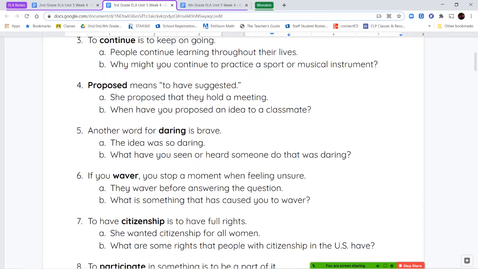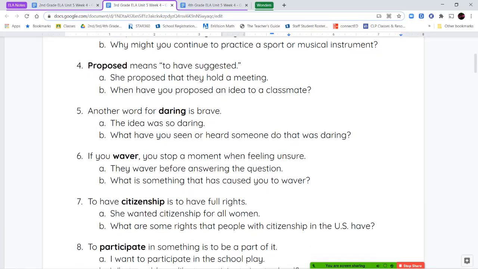Our next word is the word proposed. So when you propose something, you are suggesting it. So you might propose that your class plays tag during recess instead of playing hide and seek. Next, we have the word daring. Another word for daring is brave. That's a synonym for it.